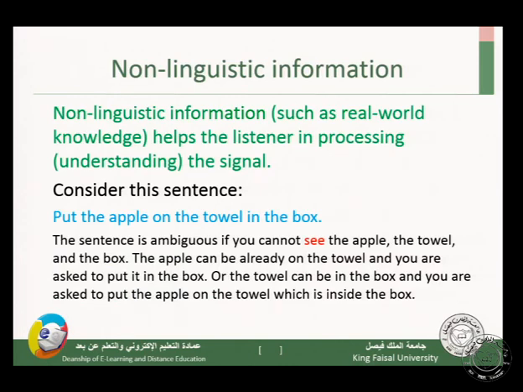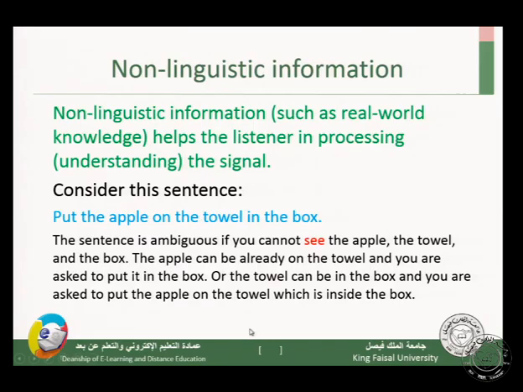The third is non-linguistic information. What is non-linguistic information? For example, real-world knowledge. Real-world knowledge helps the listener in processing, which means understanding, the signal. Let's consider this sentence together. Put the apple on the towel in the box. This is an ambiguous sentence. Okay, this is an ambiguous sentence. It has more than one meaning.